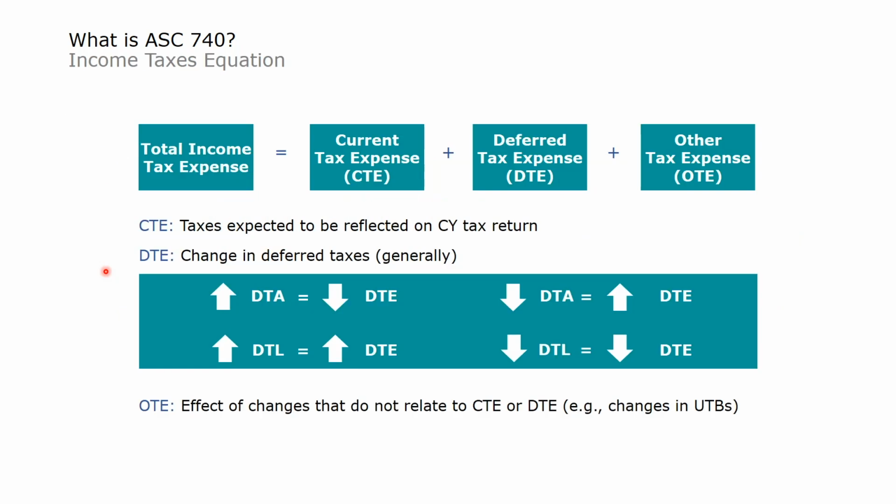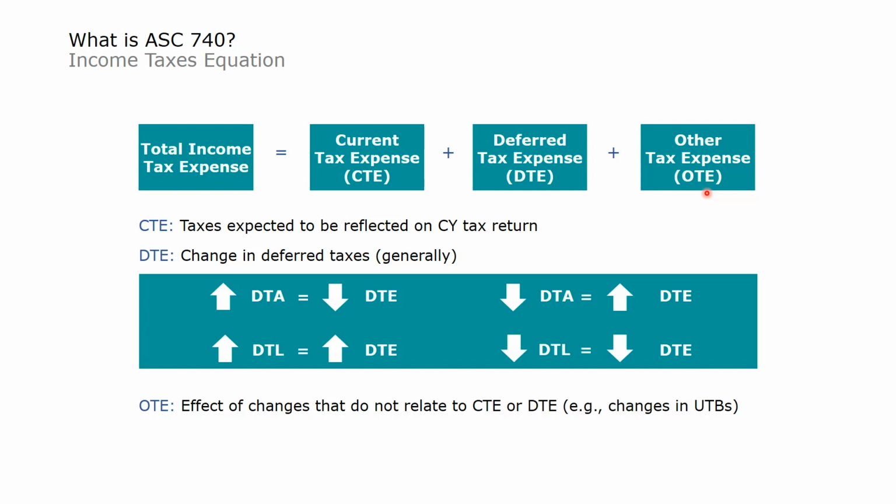Another item here real quickly is our income tax equation. Right on top here, we have total income tax expense. That's the expense item that goes on the face of the financials. That's going to be made up of three different subtypes of expense. One's going to be your current tax expense, deferred tax expense, and then other tax expense.